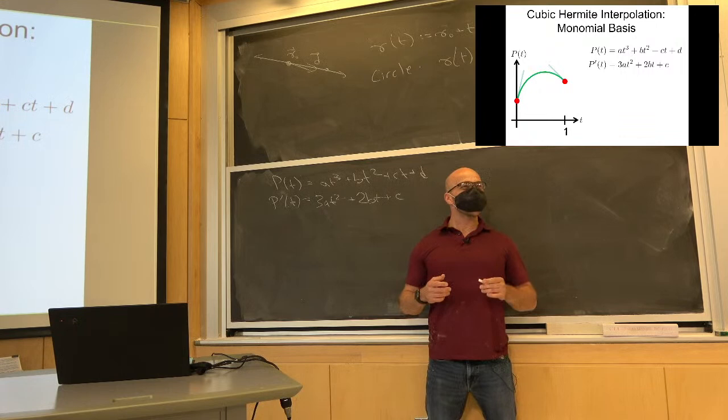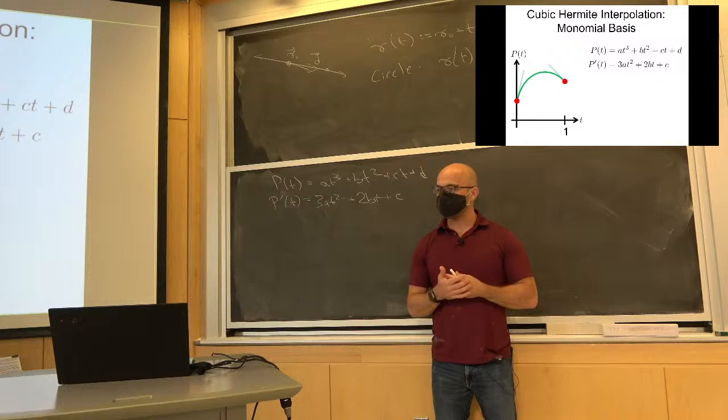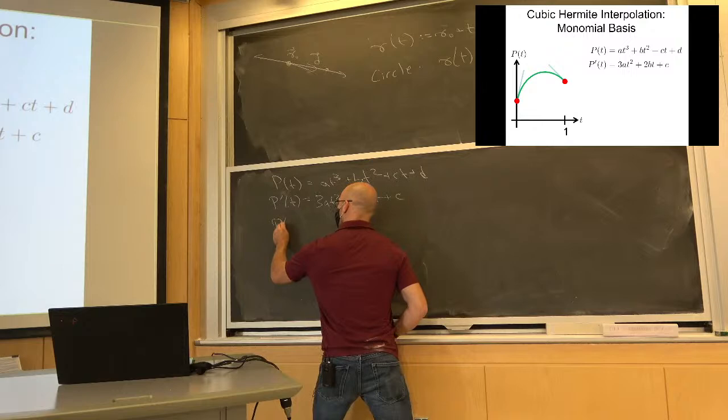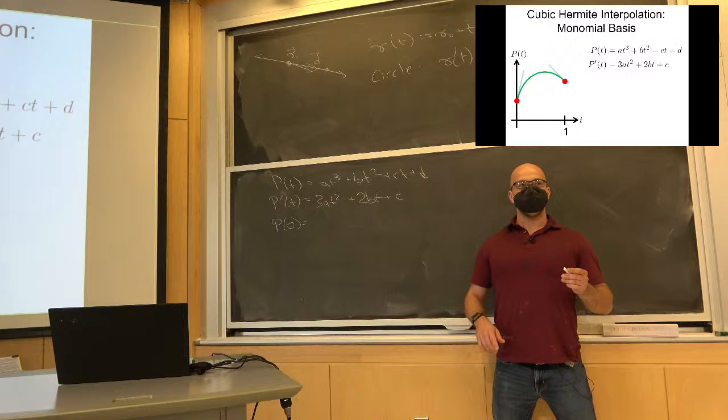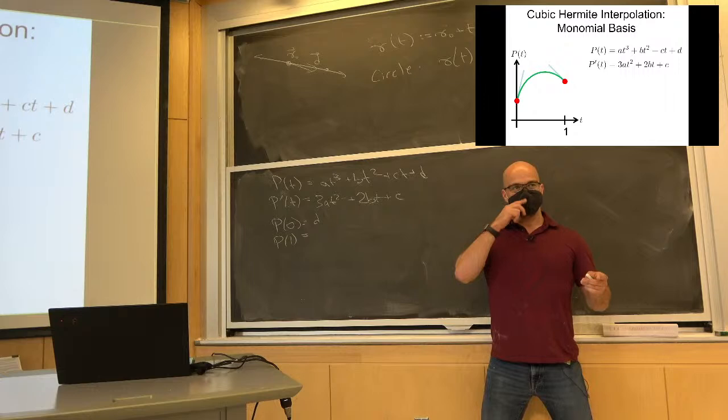Okay, so remember, we've got 4 pieces of information. We have P of 0, P of 1, P prime of 0, and P prime of 1. So let's actually plug in t equals 0 and t equals 1 and see what we get. So P of 0. Any ideas? D. Thank you. P of 1 is A plus B plus C plus D.